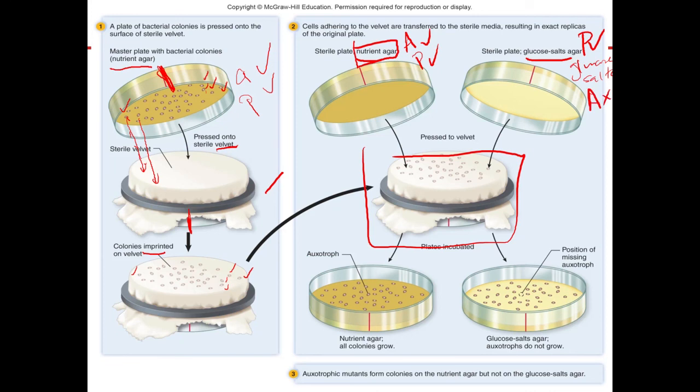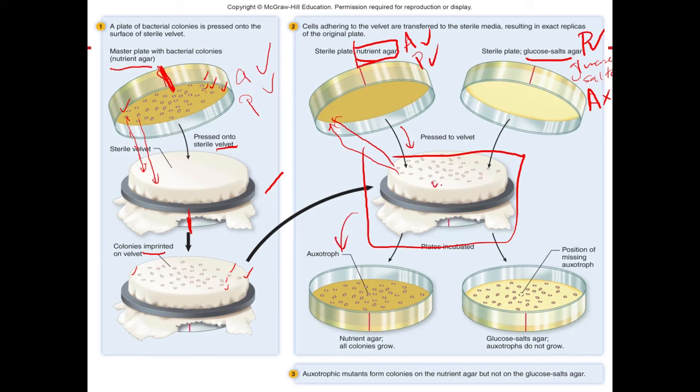Okay, so take the plate. All right, take both the plates. First, take the nutrient agar plate, gently press it onto this velvet. All right, and what happens? You will have some cells that will be transferred from the velvet onto the agar, in the exact same locations as you can see here. This is the product of it.